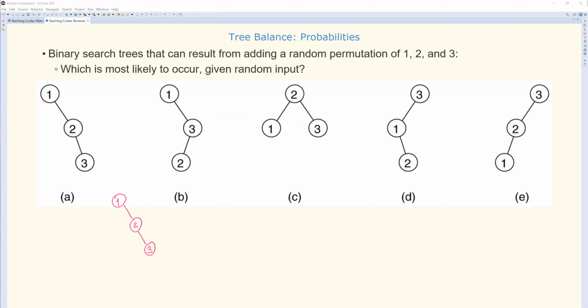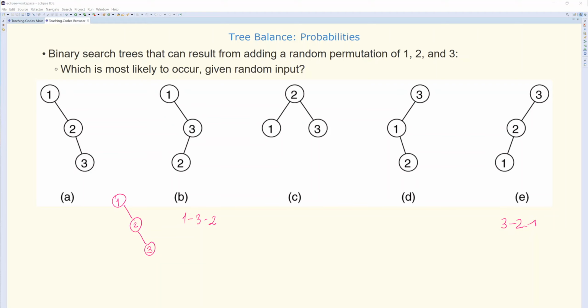So what can you say about the order of the input in part B? Obviously, it was entered in the order 1, 3, 2. Because if it was entered in the order 1, 2, 3, 2 would be at the second level, and 3 would be the child of 2, because it would come later. Okay, so I know that the input was entered in the order 1, 3, 2. If the input was entered in the order 3, 2, 1, for example, I would have part E, right?